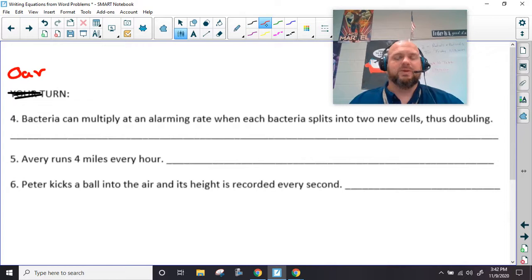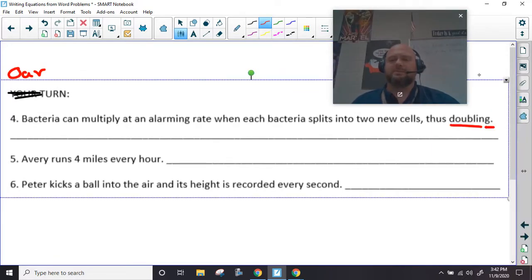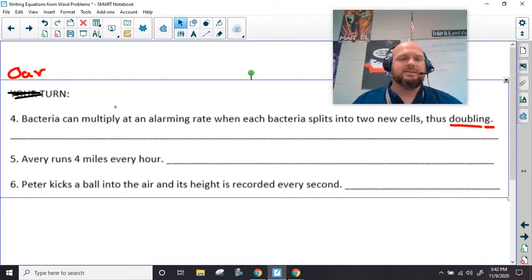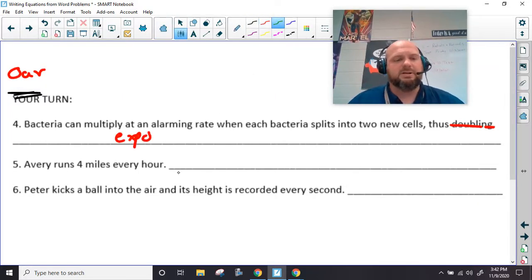So bacteria can multiply and splits into two cells, doubling. When you see doubling, tripling, quadrupling, stuff like that, that is definitely exponential. Okay. Avery runs 4 miles per hour, or every hour. Now, that seems kind of slow, but that's okay. So this is every hour, so this would be linear.